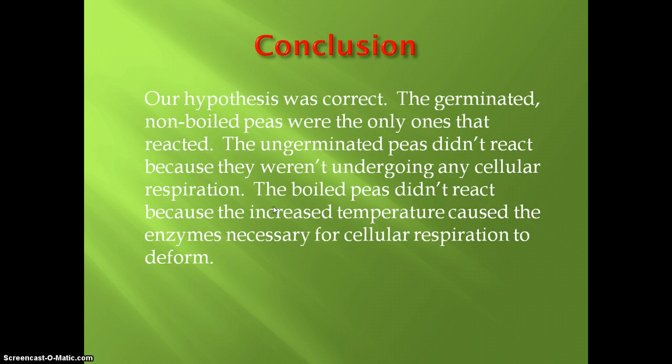The ungerminated, they weren't in the stage in which they had to undergo a lot of cellular respiration. And boiled peas, I'm not sure if you heard this before, but there are some enzymes that cause cellular respiration, so the increased temperature distorts the appearance of the enzymes so that they can't work. And that is all.